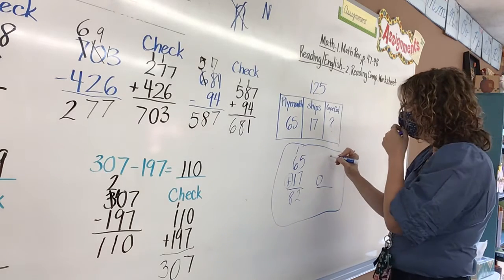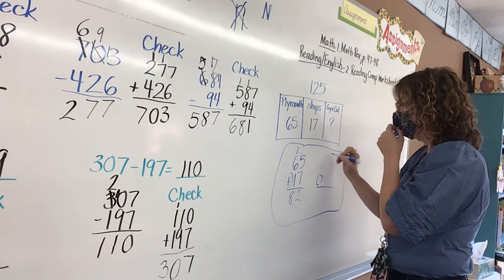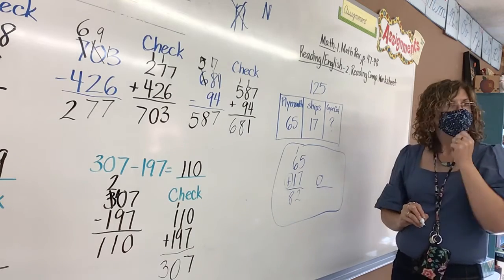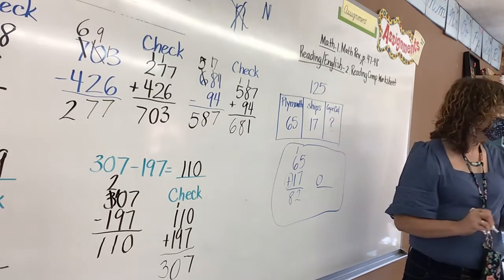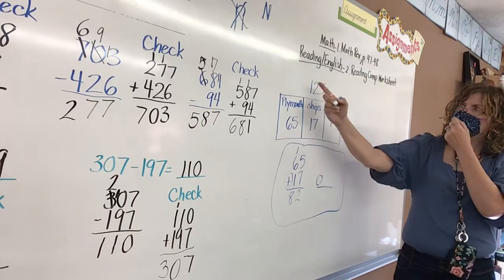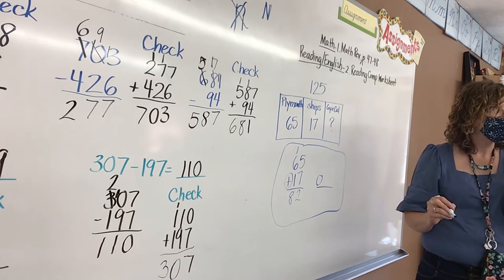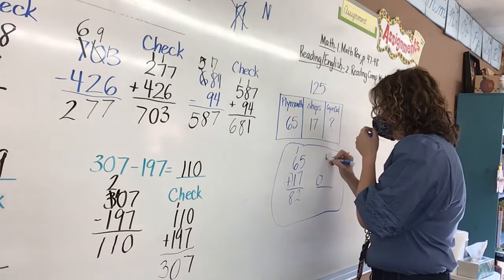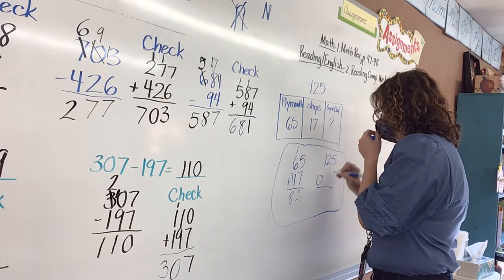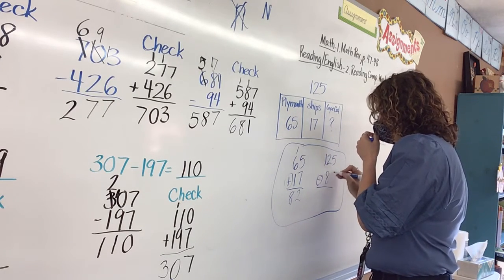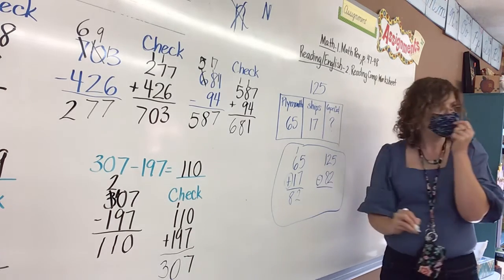All right, so let's start with what number? 125, because we have to subtract it from 125. What number has to be on top when you subtract? Yes, the bigger number, the 125, and we are going to subtract that 82 that we just got.